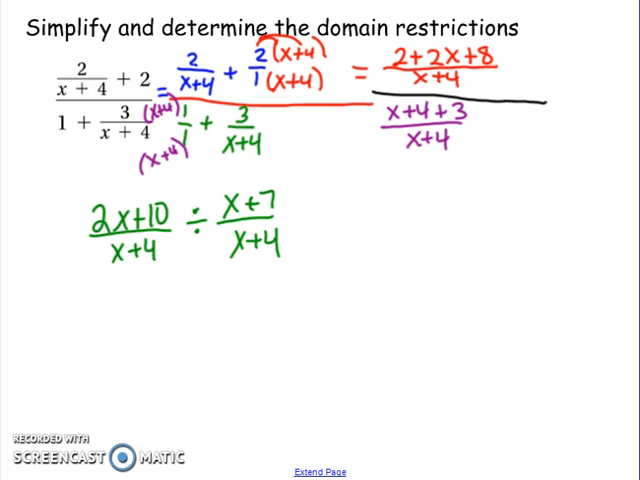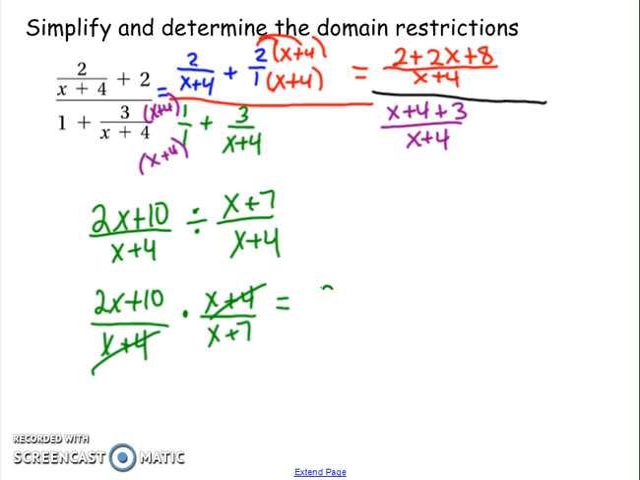So what we can do with this, keep change flip. So we're going to keep the 2x plus 10 over the x plus 4. We're going to multiply x plus 4 over x plus 7. So the x plus 4's can cancel. We can factor a 2 out of the 2x plus 10, but then we're left with x plus 5, which won't cancel. So we can just leave it as 2x plus 10 over x plus 7.